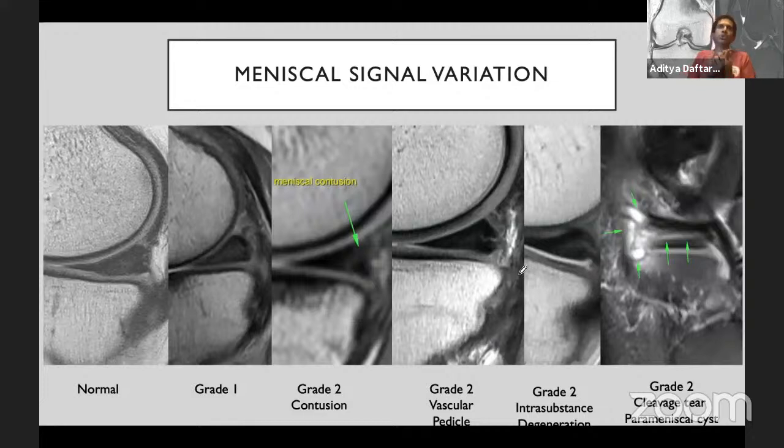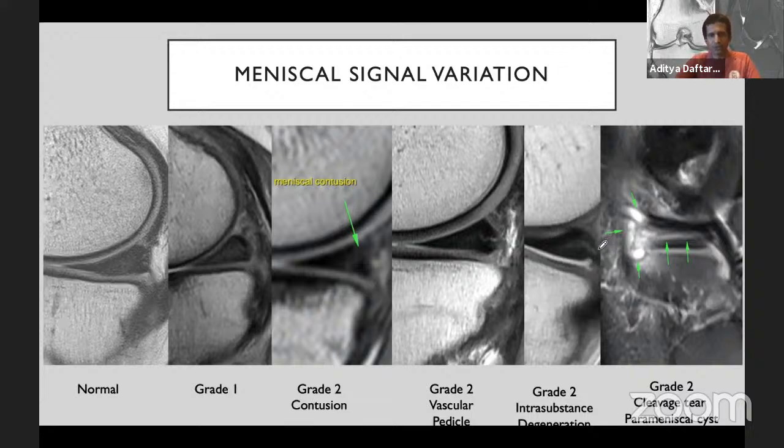And this is especially true if you have a young, under 30 patient and somebody says horizontal cleavage tear. Horizontal cleavage tears don't happen in young people typically. So this is more likely to be a vascular pedicle. So especially in that patient, if you have this sort of vascular pedicle appearance, you don't have clinical signs of joint line tenderness, and somebody's reported a meniscal tear, then you're going to say, that's nothing really.